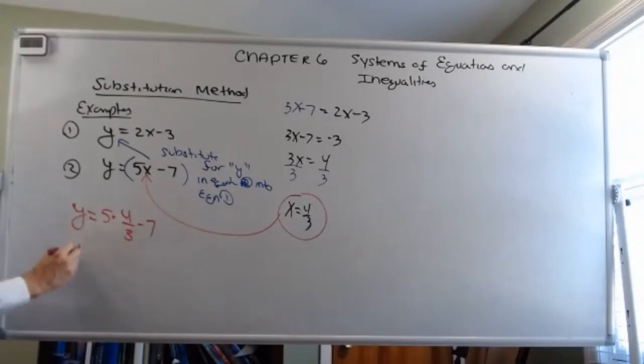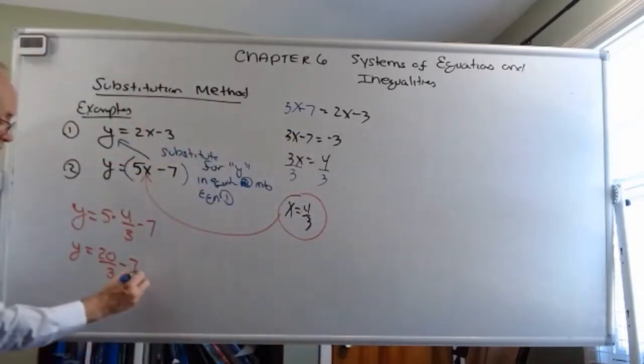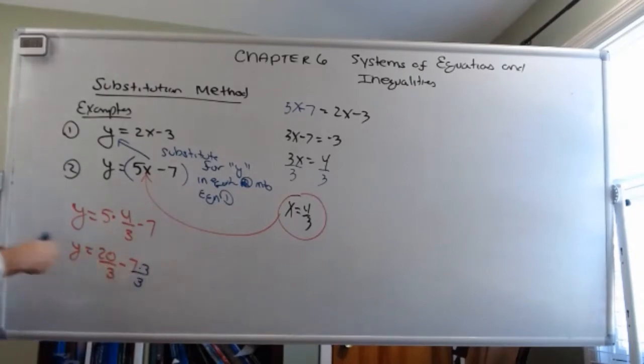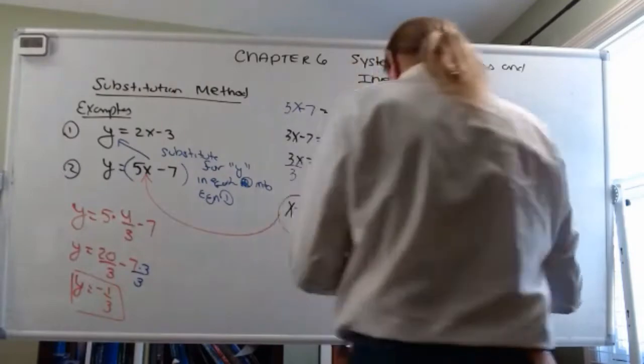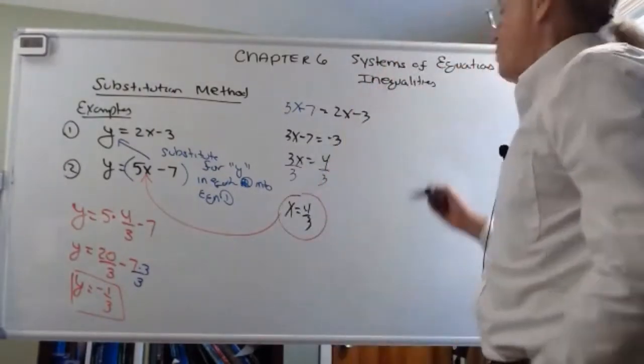So y is equal to 20/3 minus 7. Well, for 7, I'm going to turn that into thirds as well. That's 20 minus 21. That gives me y is 20/3 minus 21/3, which is equal to negative 1/3. So I have my solution, which is x is equal to 4/3, y is equal to negative 1/3.